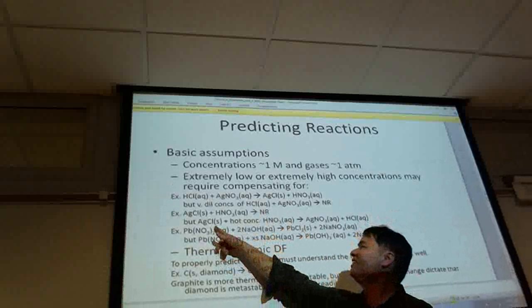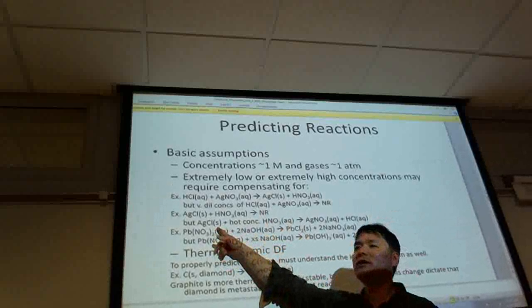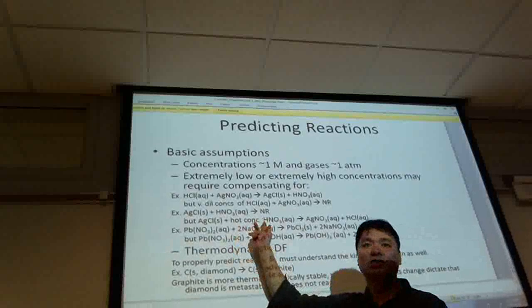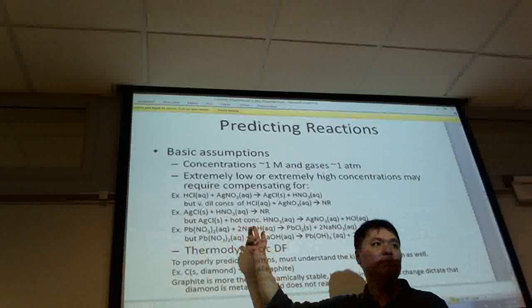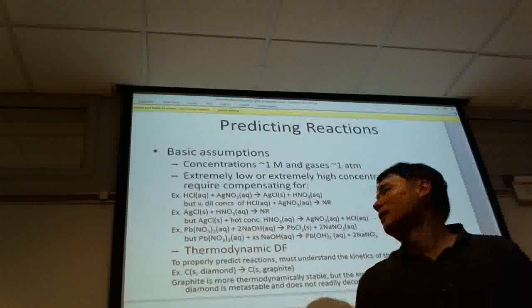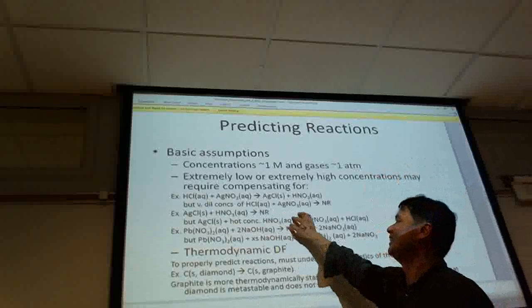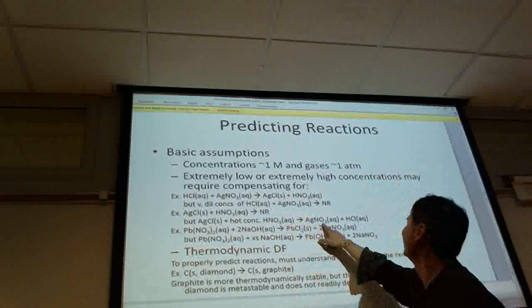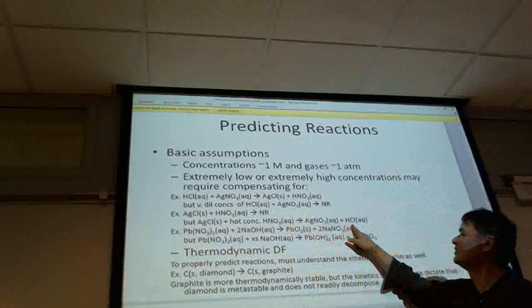But, did you know? Silver chloride will dissolve in hot, concentrated nitric acid. No problem. It'll dissolve. And so, it doesn't form these products, though. It forms a different set of products here. In hot concentrated nitric. Oops, I screwed this up.